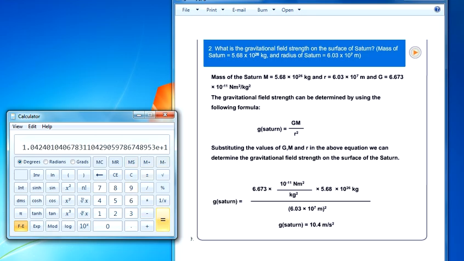Now we hit equals, and we get 1.024 times 10 to the first power. But if we want to put it in non-scientific notation, hit the F-E, and as you can see, we get 10.42 with all these numbers trailing. So the answer is 10.4 meters per second squared.